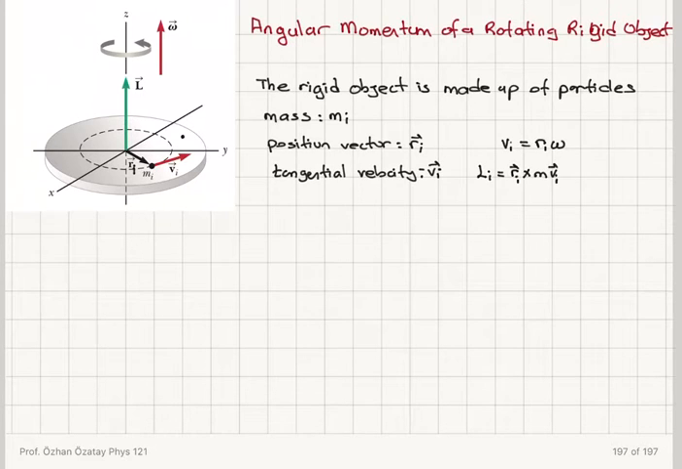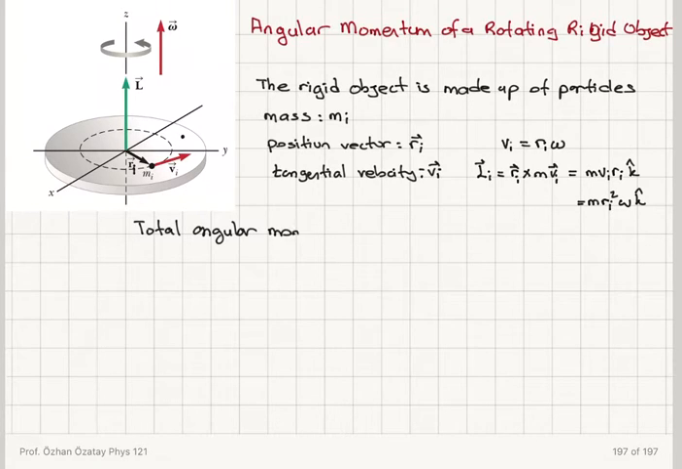So if I calculate the angular momentum of this ith particle using r cross m v, so it's r i cross m v i, this would be equal to m v i r i in the k hat direction. If you use the right hand rule, r cross v is in the k hat direction. And because I can write v i as r i times omega, this would be equal to m r i squared omega in the k hat direction.